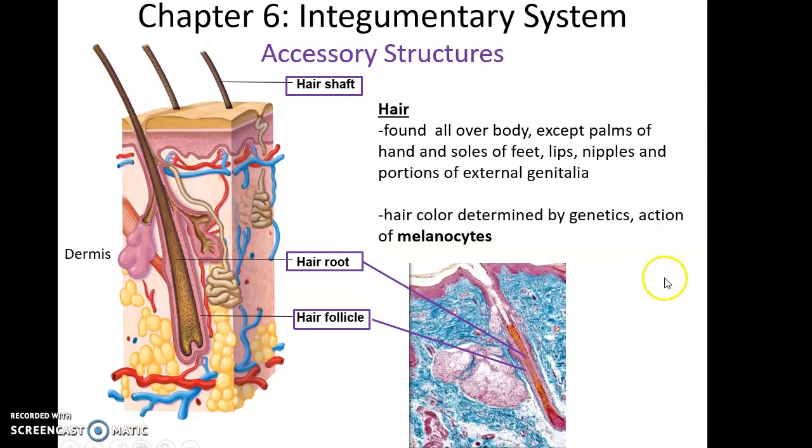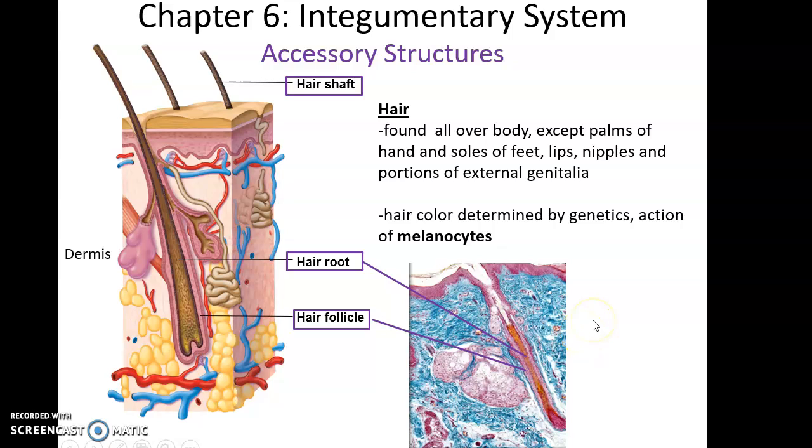All right, hair. Hair is found all over the body, except where there's thick skin, so not on the palms of the hands or soles of the feet, not on the lips or nipples or parts of the external genitalia. But most everywhere else, there's going to be at least a little bit of hair. Hair color is determined by genetics or hair supplies bought at a store. And when it's done by genetics, it is caused by the action of melanocytes.